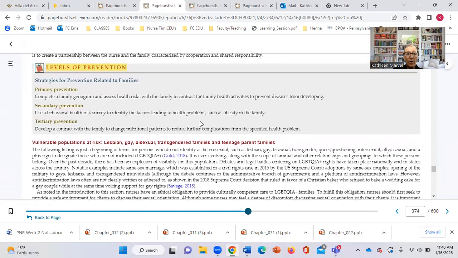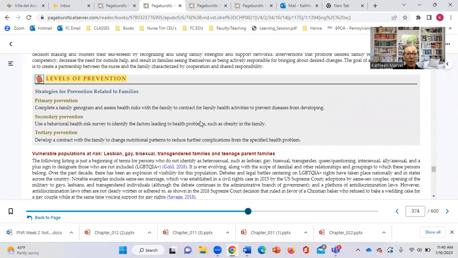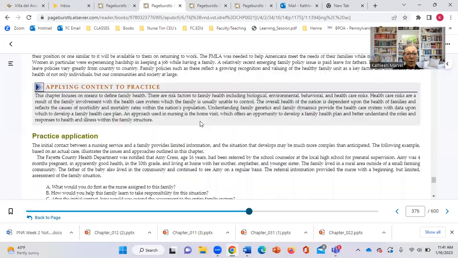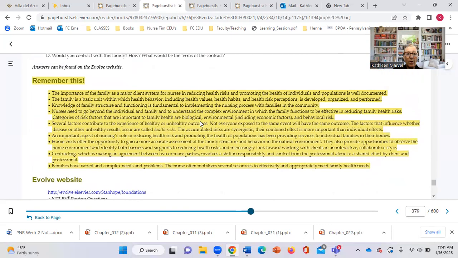Then your levels of prevention in this chapter are strategies related to families. Primary prevention, complete a family genogram and assess health risks within the family. Secondary, maybe use a behavioral health risk survey to identify the factors leading to the health problems. And then tertiary, they already have the problem, so we are developing a contract with the family to try and reduce further complications. And then please go through the remember this section for the summary of the chapter.